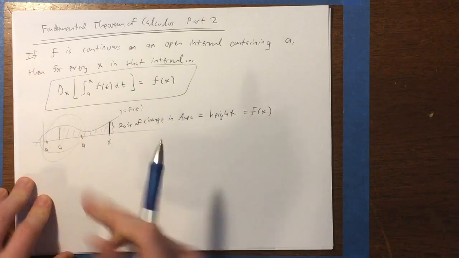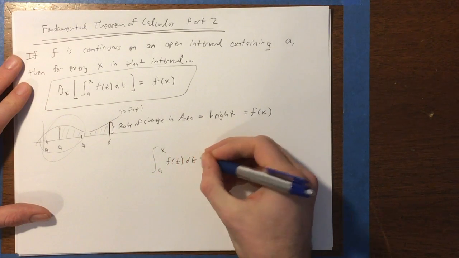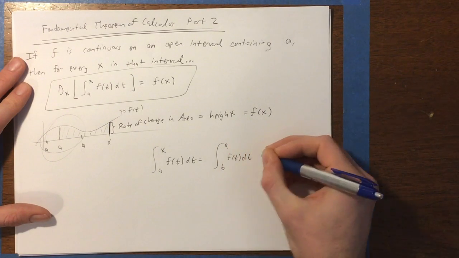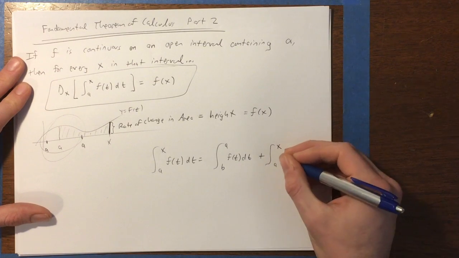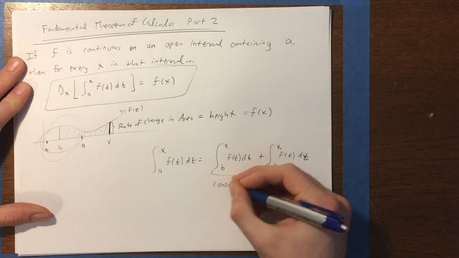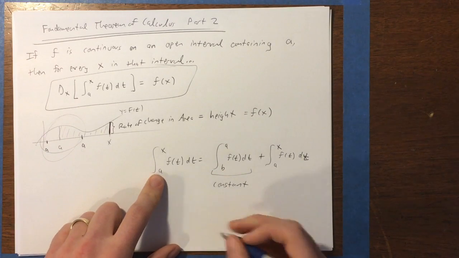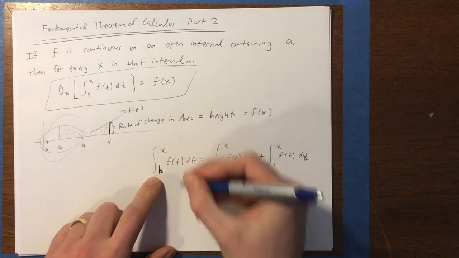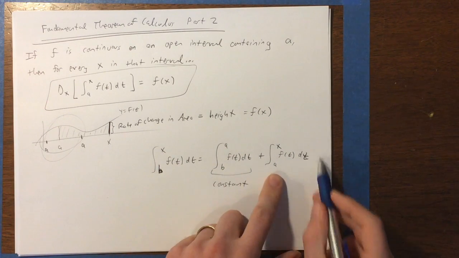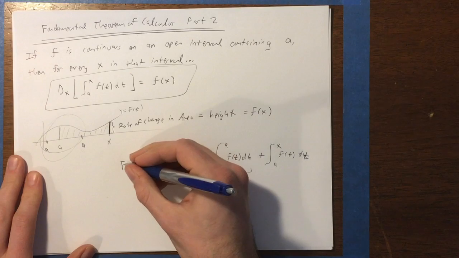If you alter where a is, if instead of a you want to use b, remember that you could write it like this, from b to a, and then plus from a to x, right? And this part here is constant. So if you alter the lower limit of integration, you want to go from b up to x. If you change that lower limit of integration, then it's just like taking from a to x, but adding a constant onto it. And so when you take a derivative of this thing, let's call this our capital F.